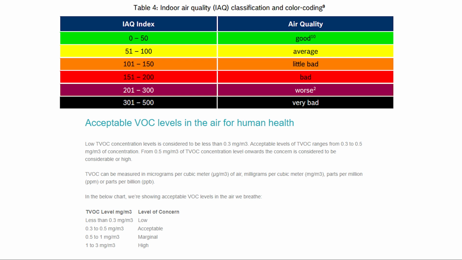The other chart is from the BME680's datasheet. You can see the acceptable VOC levels in the air for human health. And you can see that anything below 0.3 is low, which is good, but anything between 0.3 to 0.5 is still acceptable, which is what we got with the previous measurements. But anything above 0.5 to 1 is marginal, and anything above 1 is just high, and it doesn't even list anything above 3, so if we get anything above 3, it's really bad according to this. So keep in mind these measurements as we move on to the workshop.